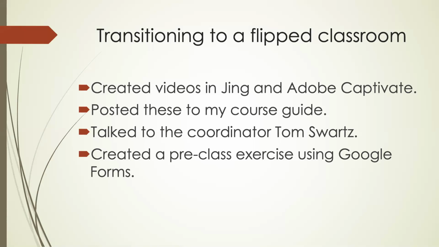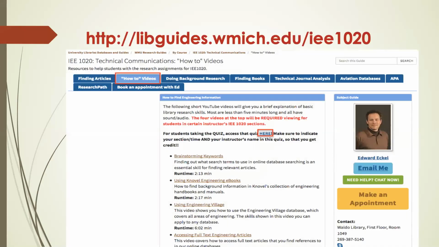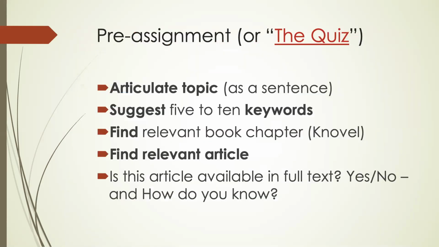So let me give you a picture of what my LibGuide looks like. So this is the LibGuide for the IEE 1020 course. And I've highlighted on here the page of the LibGuide that I created where I put the links to my videos. I also posted a link on this guide, on this page, to the Google Forms assignment. And that's where that little red box is that says access this quiz here. And I'll put this URL up again at the end of the session for those of you who want to copy it down. So this is the page that students would be accessing in order to do the pre-assignment. And these are the tasks that I asked students to do after watching the 4 videos on the previous page.